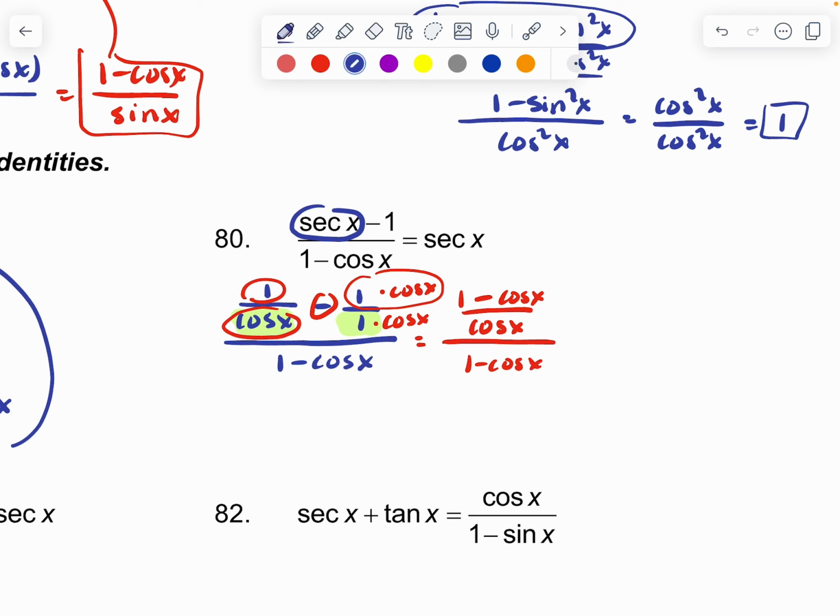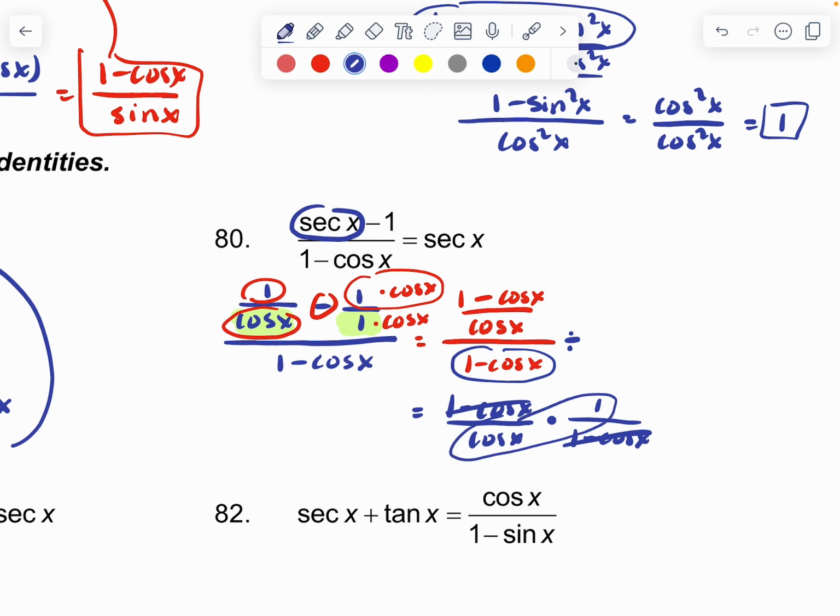But again, you guys, look, if you're dividing, that's the same thing as multiplying by the reciprocal. So this really equals 1 minus cosine of x over cosine of x times the reciprocal of this, which is 1 over 1 minus cosine of x. Okay, these cancel out, and then I'm left with 1 over cosine, which actually just equals secant of x, and that's what I was looking for.